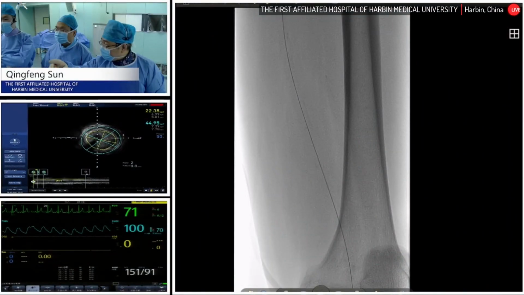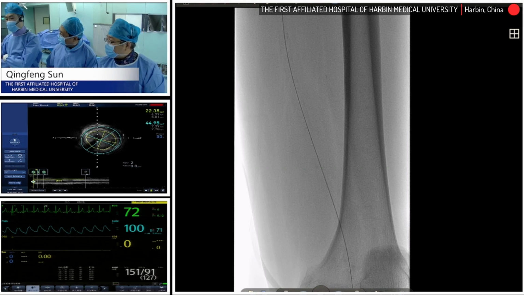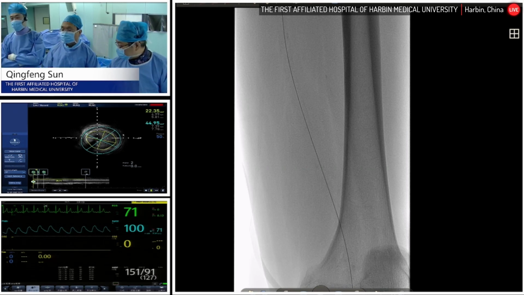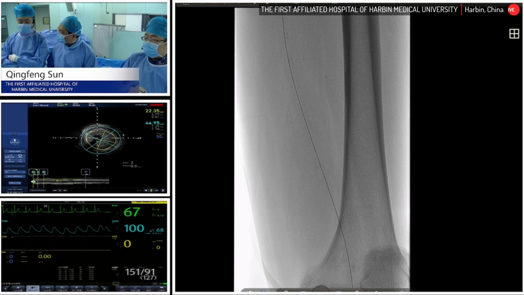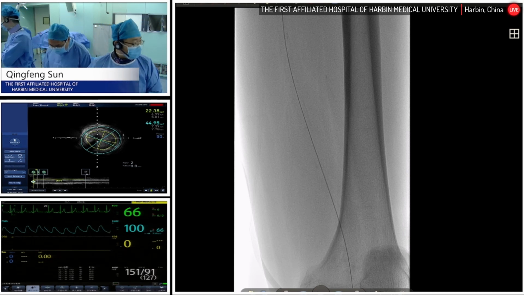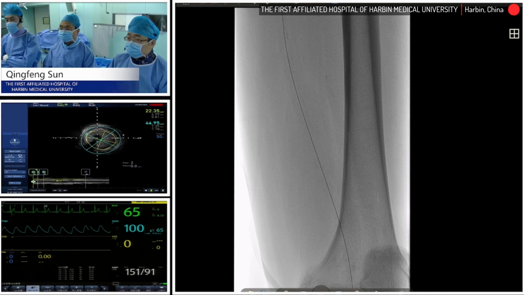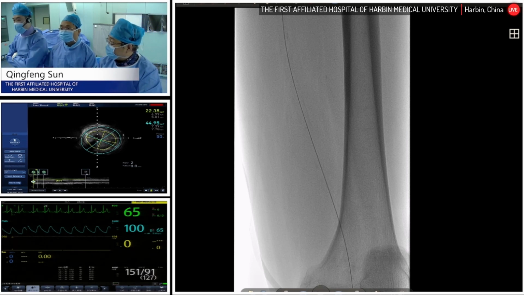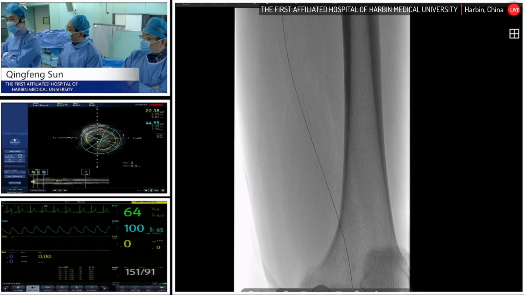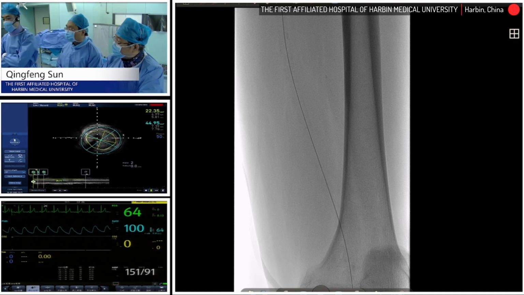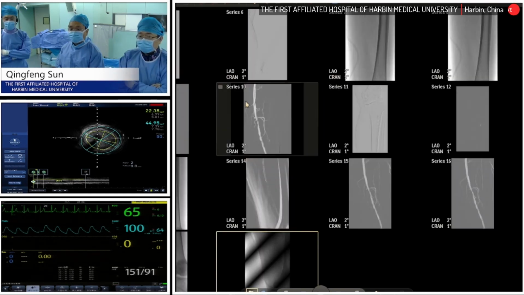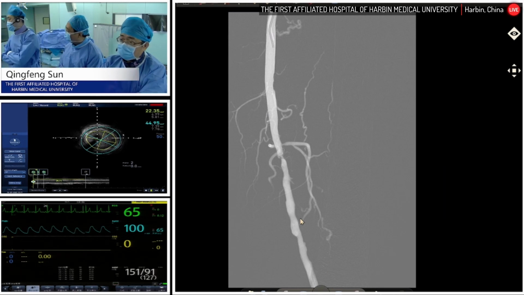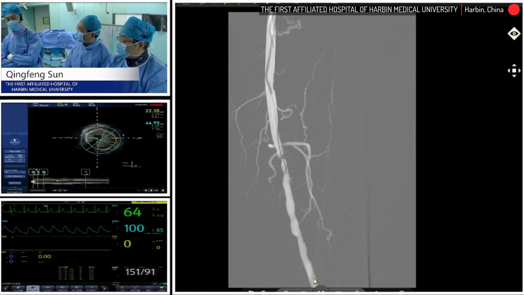Can we show the angio? Angio first. Angiography. Can we operate from here? No. Okay. No worries. Take your time. Start from the first one. The first one, please. No. The very first one.